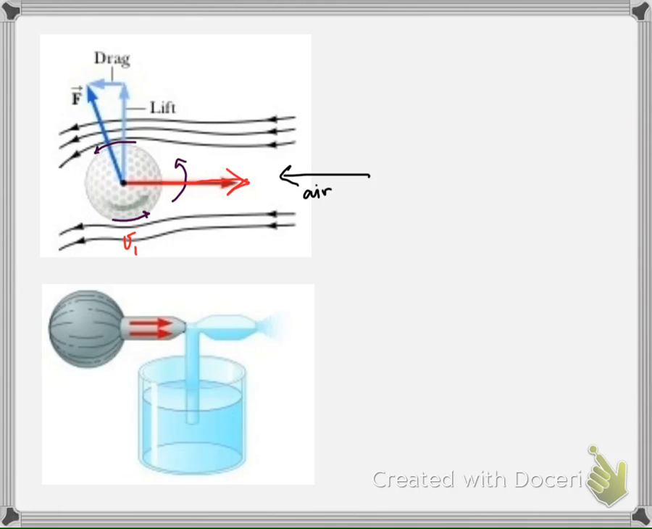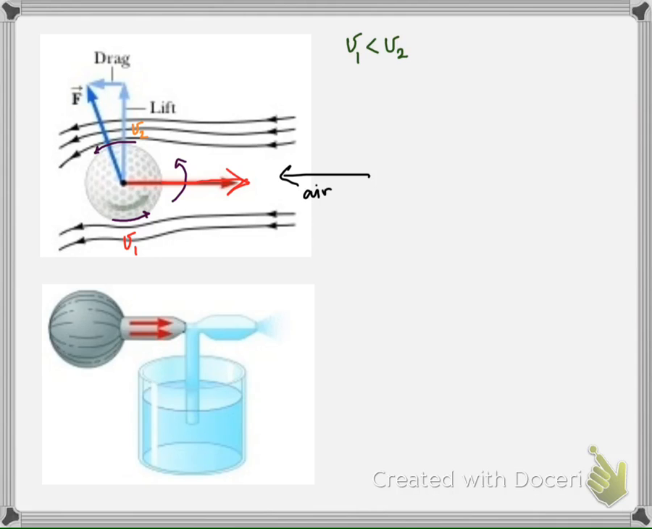So the friction at the top surface will increase the velocity of the fluid. If I denote the velocity of the fluid at the top surface as v2, v2 will be larger than the velocity of the air before it hits the ball. Together, we have that v1 is less than v2 from the spin of the ball.